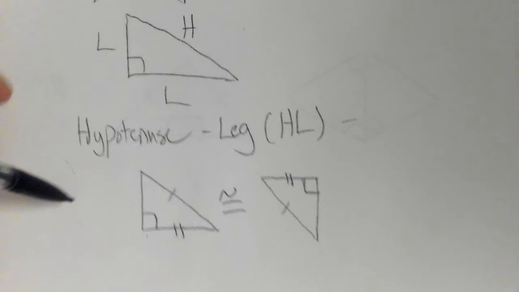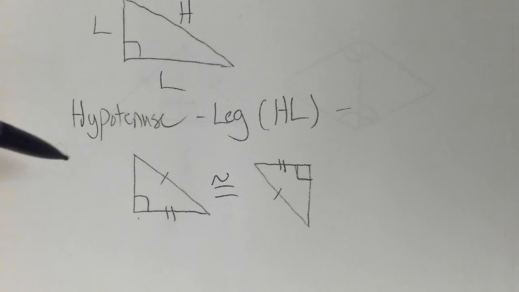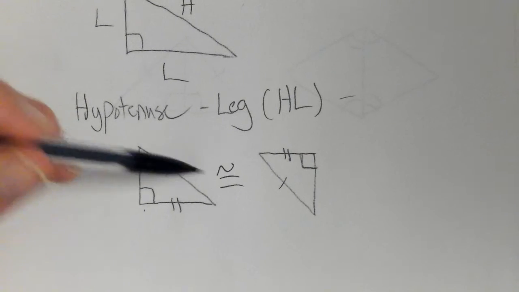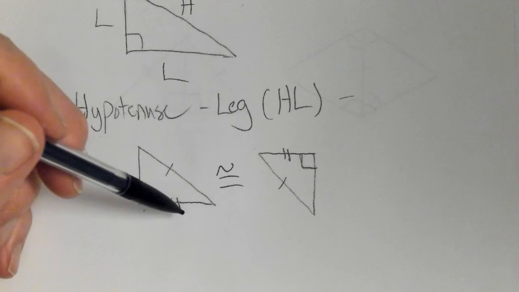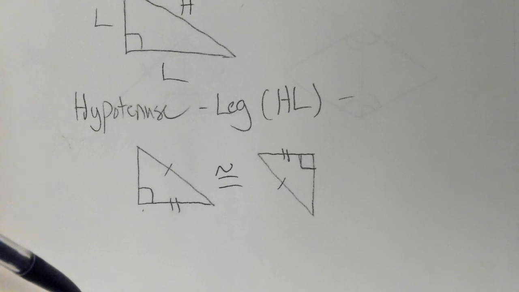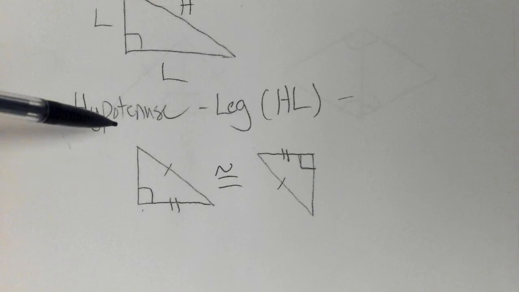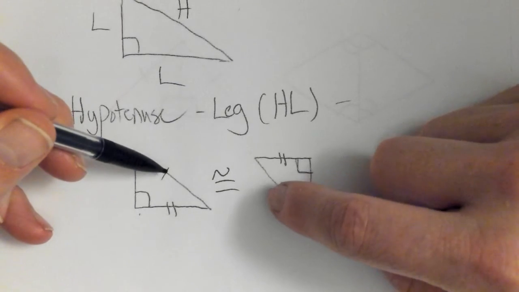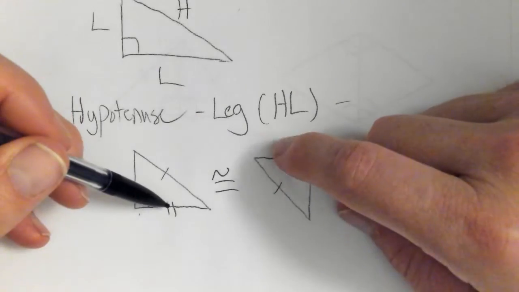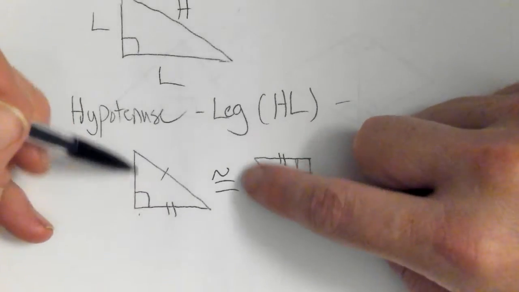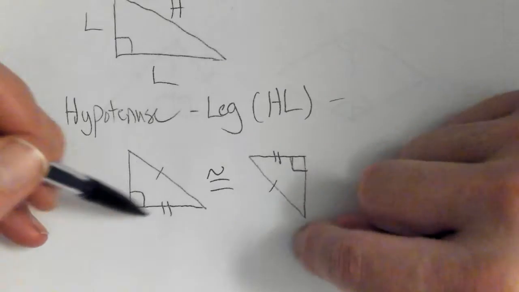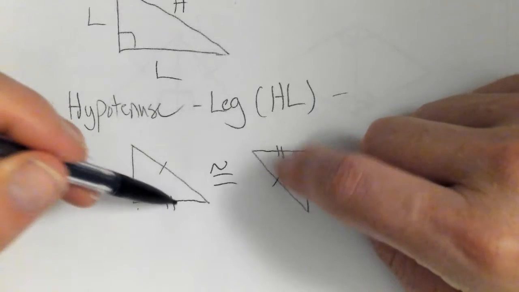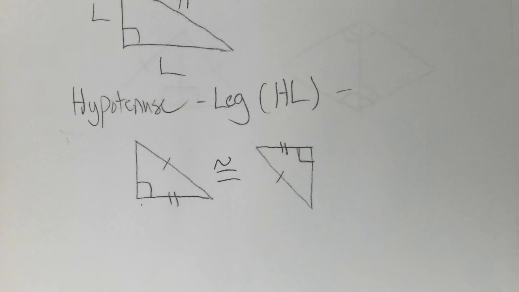All right, so in the hypotenuse leg theorem, as long as you have the hypotenuse and a leg matching, then that's enough to say that these two triangles are congruent by hypotenuse leg. So again, if the hypotenuse matches and one of the legs match, and this is only for a right triangle, hypotenuse leg, if those two pieces match, that's enough also to say that the triangles are congruent.